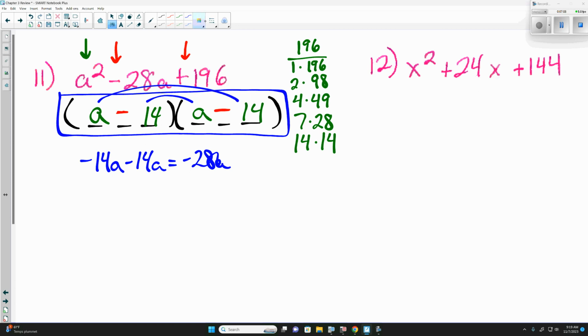Now, I could have also written this as a minus 14 squared, because both factors are a minus 14, yes? So we can rewrite it as a single term squared. I don't care if you leave it as a minus 14 times a minus 14 or write it as a minus 14 squared. It is the same answer. Questions on this here?